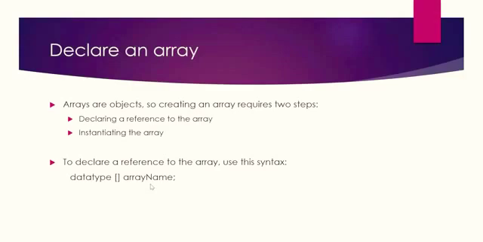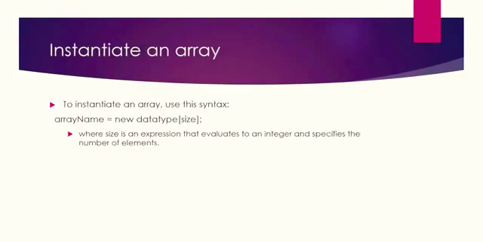Once you have the array reference, you can instantiate that array. So this array name will be equal to new, followed by the same data type that you assigned for that array. So if it was an integer array, so new int, and then in the square brackets, you will tell me how many elements you will have in that array. So this is the size, and this is an expression that will evaluate to an integer that will tell you how many elements you have in that array.